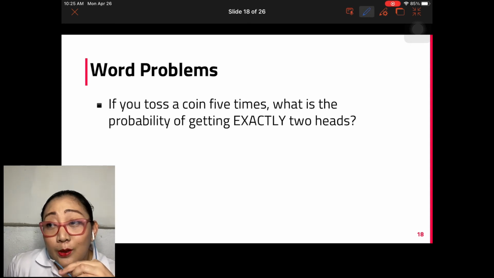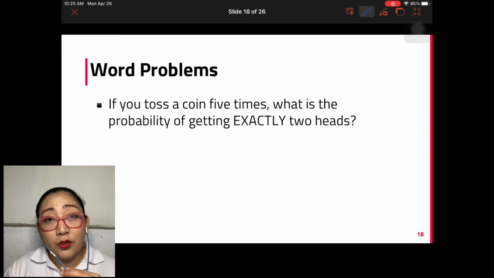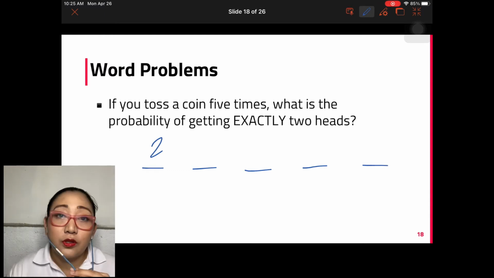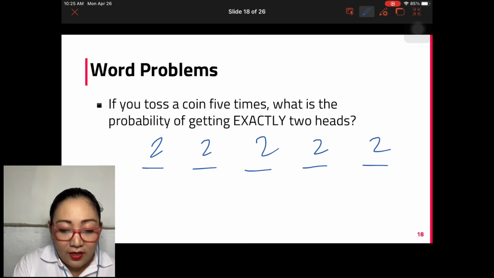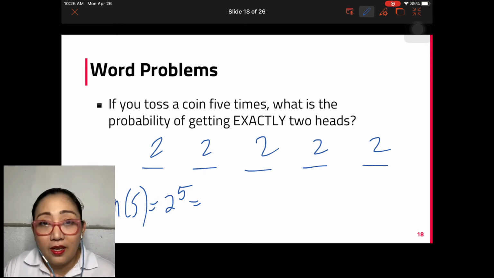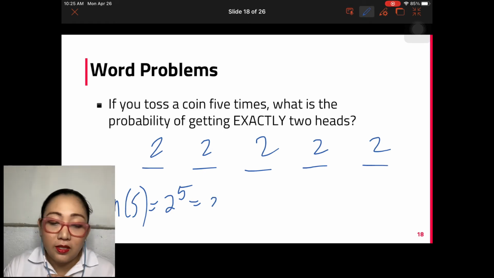Now, there are only 2 options, and every time that we do it, we only have 2 options. Diba? So essentially, if we're going to use the fundamental counting principle, we're going to toss it 5 times. So 2 options on the first try, 2 options, 2 options, 2 options, 2 options. So essentially, we have 2 raised to 5. Okay? Ang 2 raised to 5 po natin, yan po ang ating n of S. So that would be 2 times 2, that's 4, times 2, 8, times 2, 16, times 2, 32. Ito ang ating sample space.